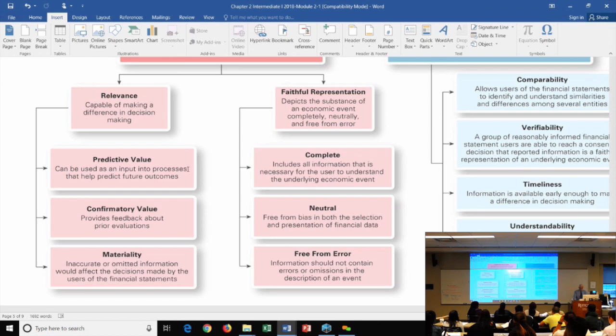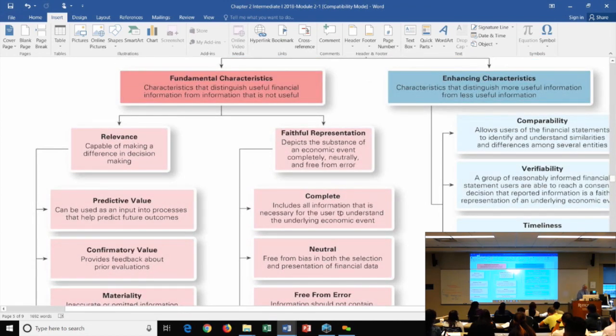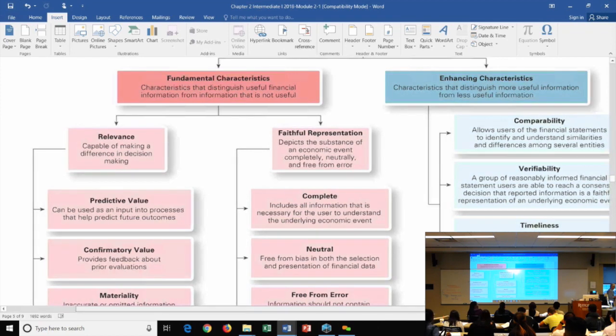Now, the enhancing. In order to enhance both of the fundamental characteristics, both relevancy and faithful representation, you want information to be comparable, you want it to be verifiable, you'd like it to be timely and understandable.